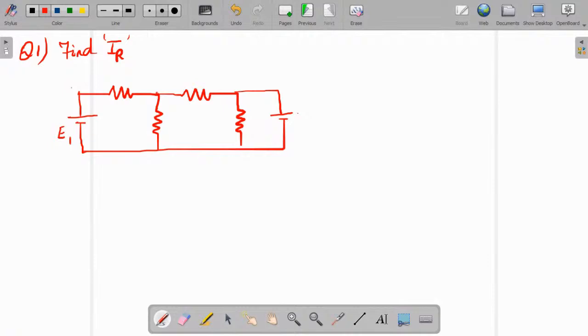So let this be E1, E2, this is 2 ampere, 1 ampere, here is I, this is IR, and this is 3 ampere. Okay, so this IR is what you have to find.